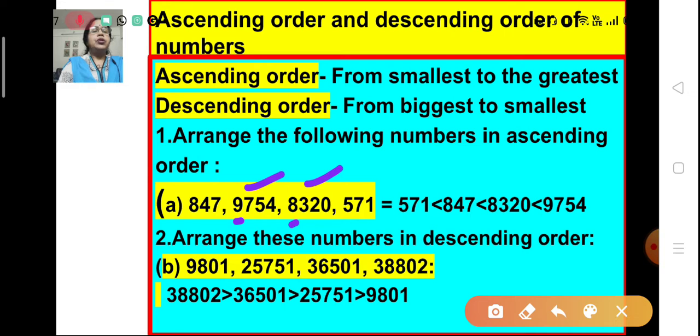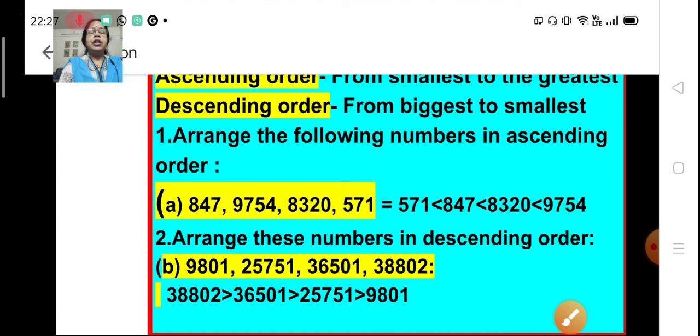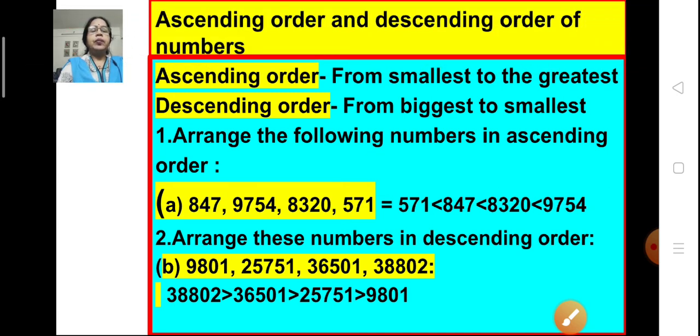So the numbers will be arranged like this: 8320 will be smaller than 9754. So this is the ascending order of numbers. Now in the next example, we have to arrange the numbers in descending order. So how do we do that?